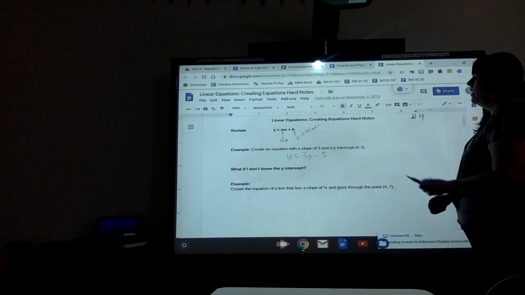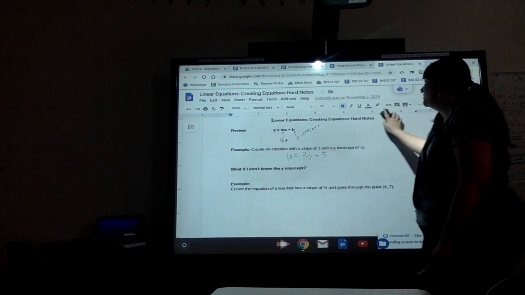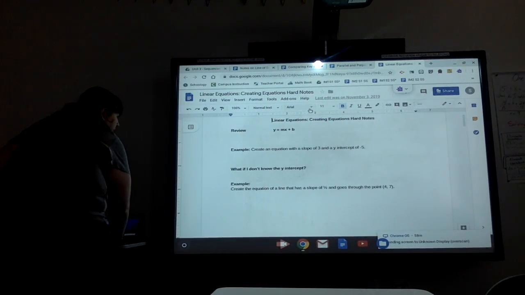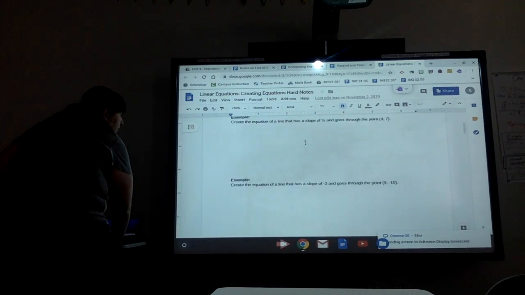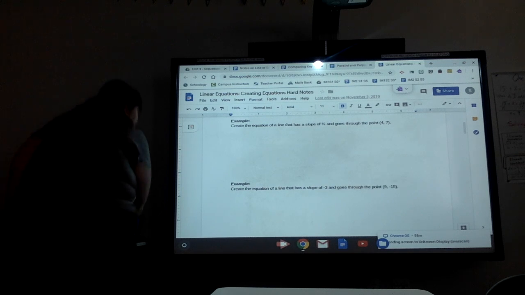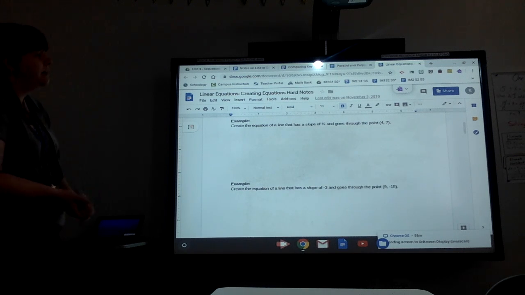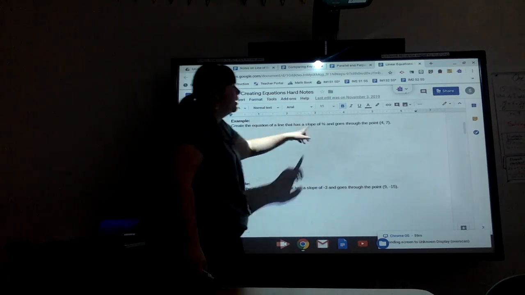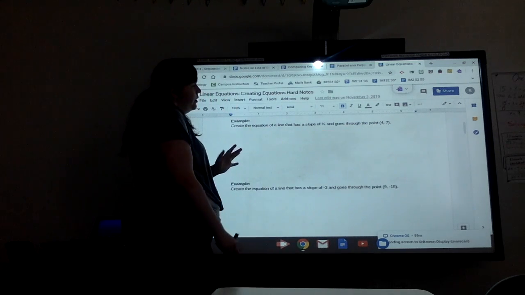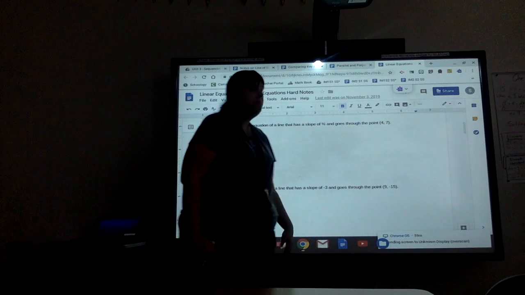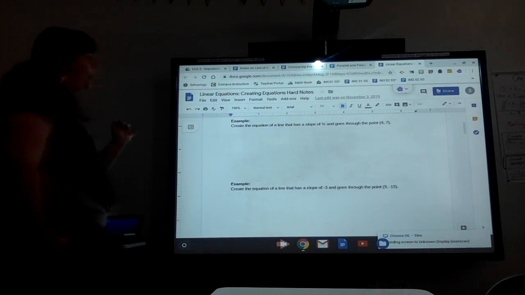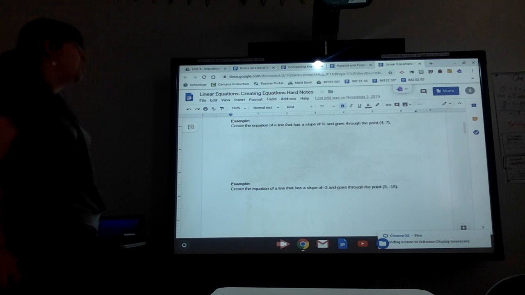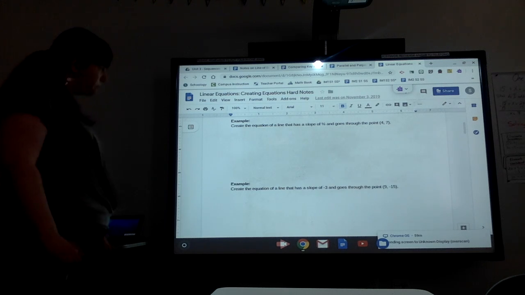So, what if you don't know the y-intercept? That's something I can take away from you to make this just a little bit harder. I'm going to show you what to do if you don't know it. So for example, we're going to create the equation of a line that has the slope of 1/2, but you know it goes through this point. So on the graph, you know that point exists, 4, 7. And you know the growth is 1/2, but you need to somehow figure out your starting amount. How much did you start with for the equation?